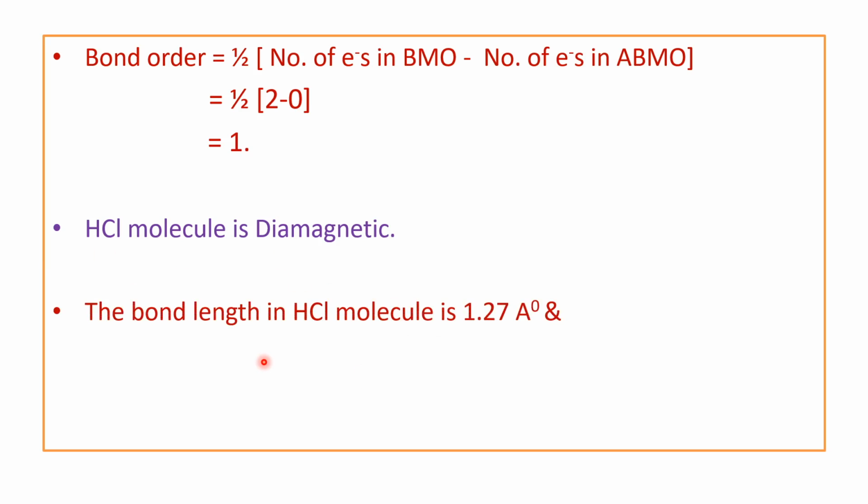And finally, the bond length in the HCl molecule is 1.27 angstrom units, and the bond energy is 103 kilojoules per mole. So this is regarding the HCl molecule. In the next video, we are going to study the MO energy level diagram for the NO molecule.